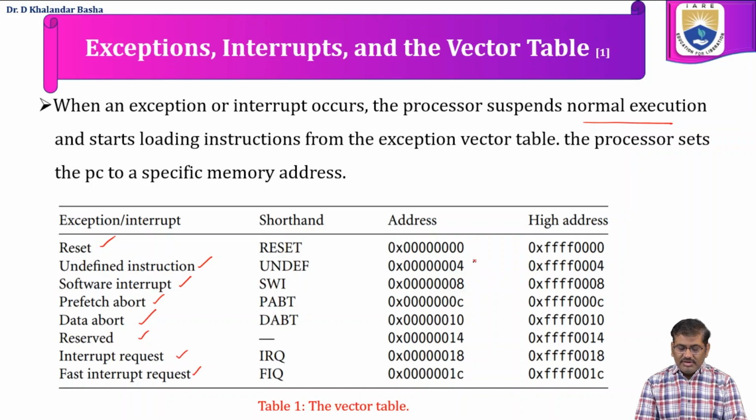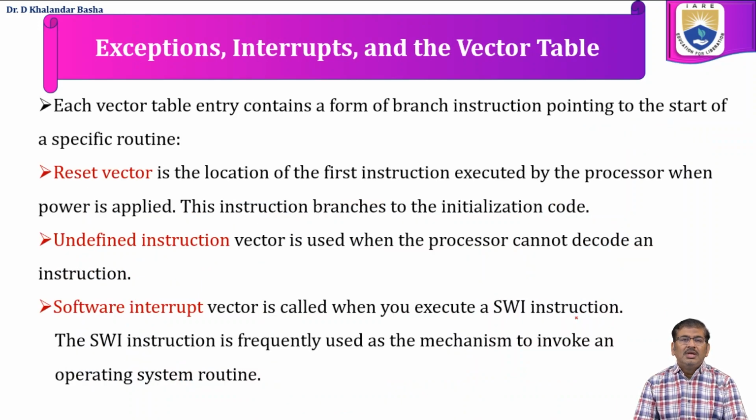The address we are going to have is mentioned in the address field as well as the high address. So each vector table entry contains a form of branch instruction pointing to the start of a specific routine. The reset vector is the location of the first instruction executed by the processor when power is applied. This instruction branches to the initialization of the code.